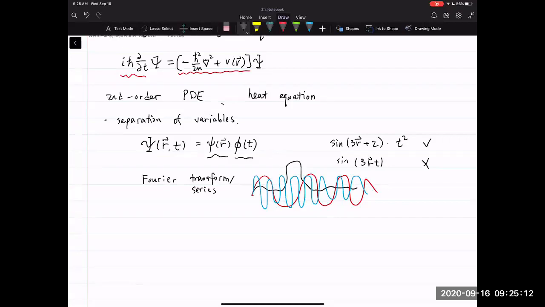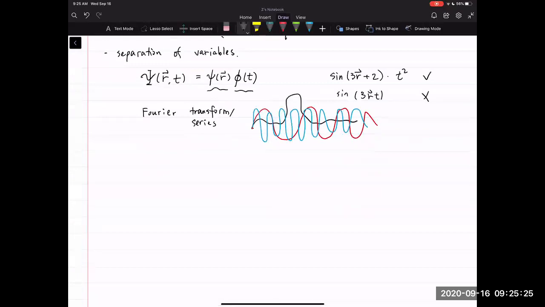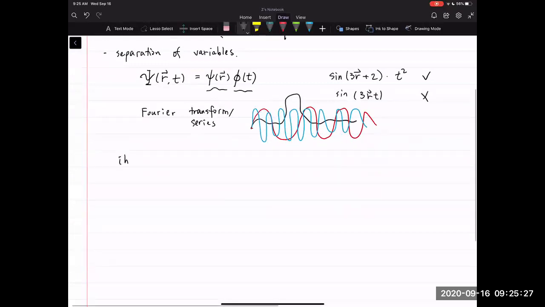Okay, so let's use the separation of variables to solve our Schrödinger equation. So we write down the wave function in terms of a spatial dependent part and a time dependent part. Let's put this back into the Schrödinger equation. Then we have iħ, now the partial derivative with respect to time.